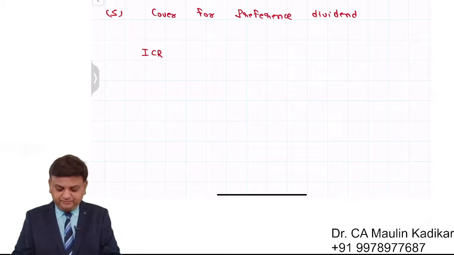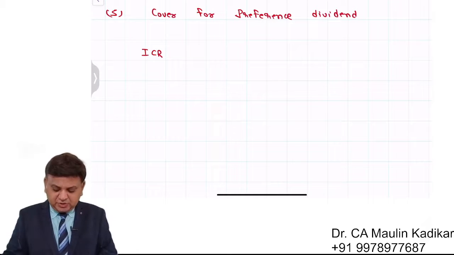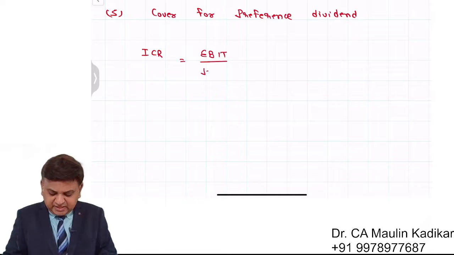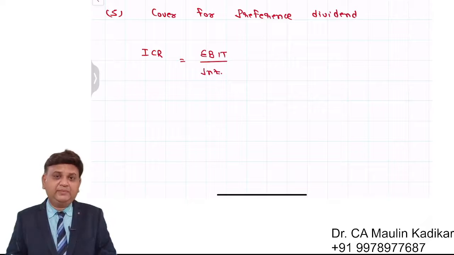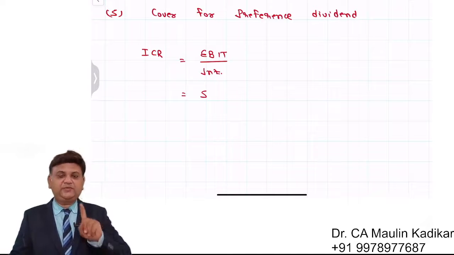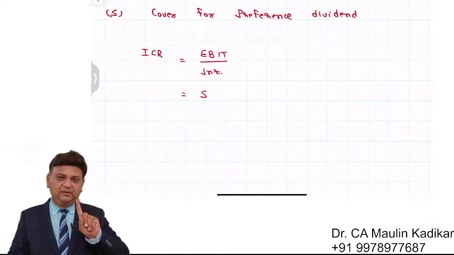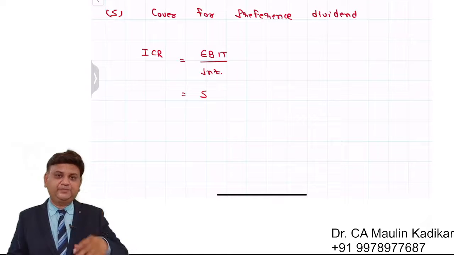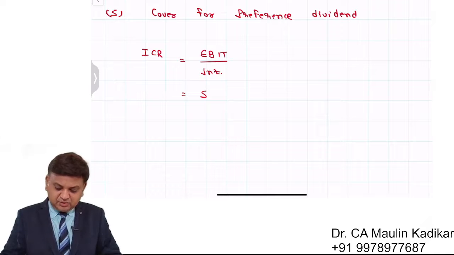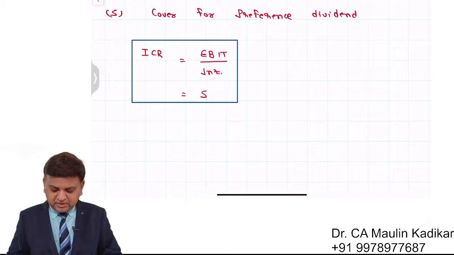Listen carefully. See, the interest coverage ratio is calculated as EBIT upon interest. It is indicating ability of the company to make payment of interest. Suppose the interest coverage ratio is, for example, 5. It means that for every 1 rupee of the interest to be paid, you have the operating income of 5. That is what this ratio indicates. Higher the ratio will be, that indicates sound financial position and vice versa.